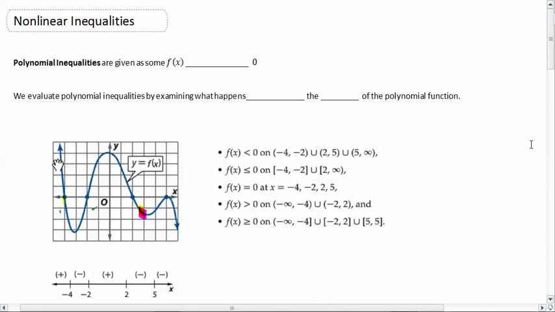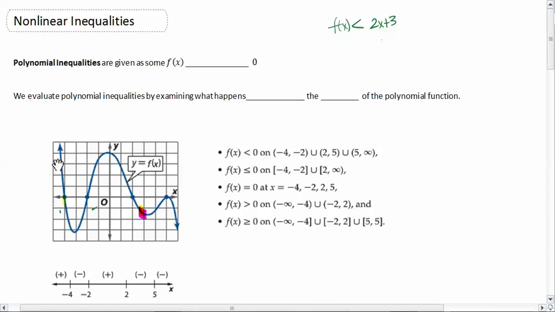This lesson is on nonlinear inequalities. This is section 2.6 from your book. In the past, you should have become familiar with linear inequalities. Those look something like f of x is less than 2x plus 3, for example.